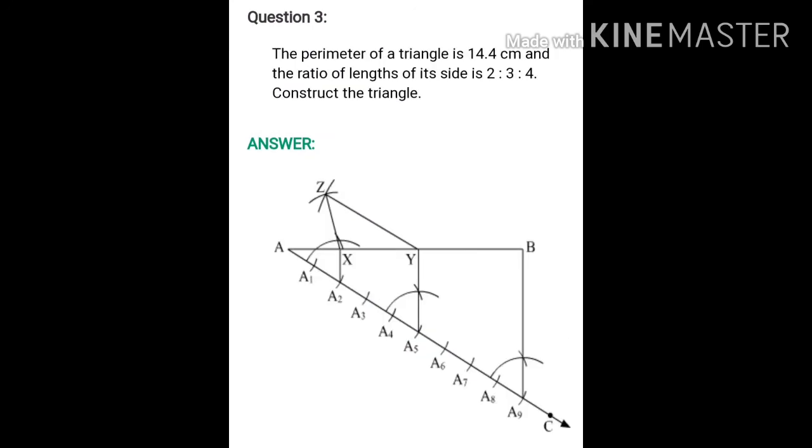Next, question number 3. The perimeter of a triangle is 14.4 centimeter and the ratio of the lengths of its sides is 2:3:4. Then we have to construct the triangle. Here the sides are given in ratio, that means 2:3:4. Okay, and we have to construct the triangle in which the perimeter is 14.4 centimeter and the ratio of the three sides is 2:3:4. Okay, so see the steps of construction of this triangle.